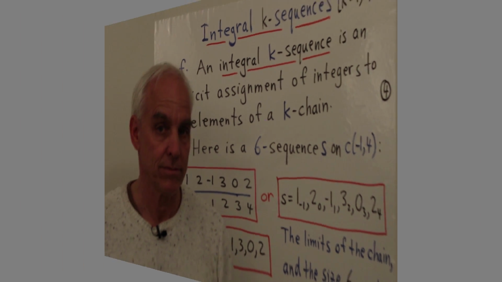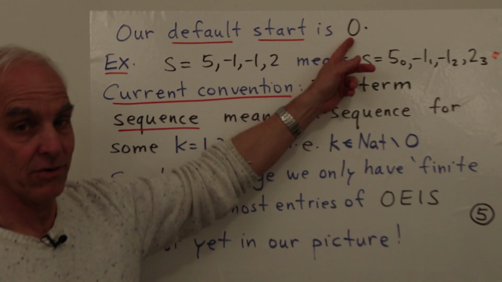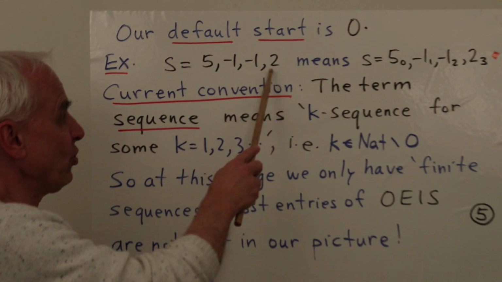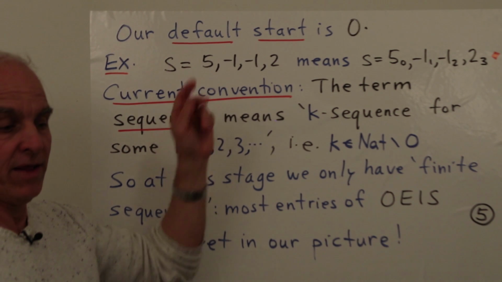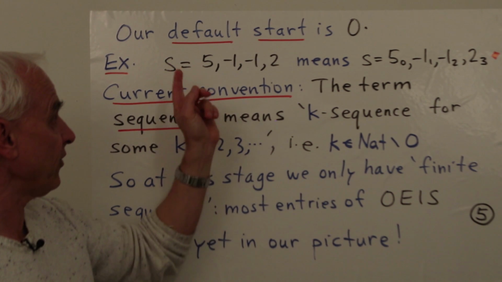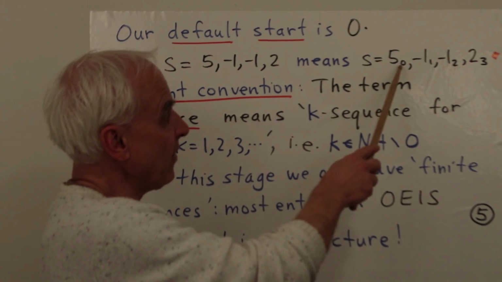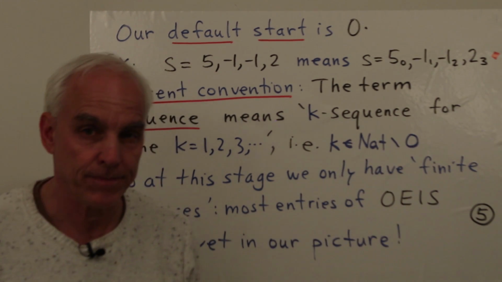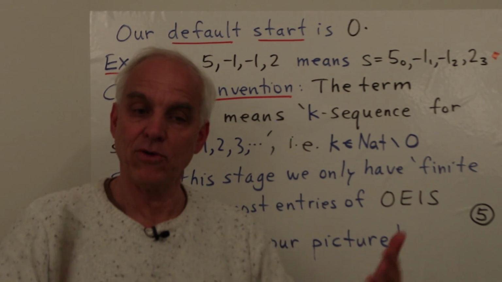That's very useful. And let's also introduce a default starting position to be 0. So if we have a sequence written like this, s equals 5, minus 1, minus 1, 2, and there's no index floating around anywhere, we're going to assume that this is the 0th one. This is a chain that begins at 0. So this is the 0th one, the first one, the second one, and the third one. So this means s equals 5 sub 0, minus 1 sub 1, minus 1 sub 2, and 2 sub 3. Just a convention.